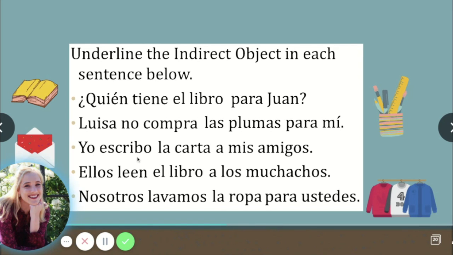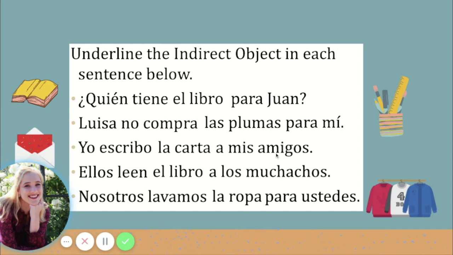All right, yo escribo la carta a mis amigos. I write the card to my friends. Okay, I am the subject here. I'm the one doing the verb. I'm writing. What am I writing? That's the direct object, the card. What's the indirect object? This answers to who or for who.